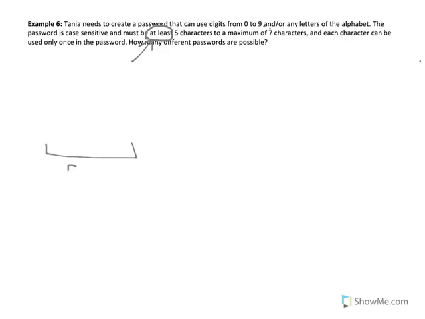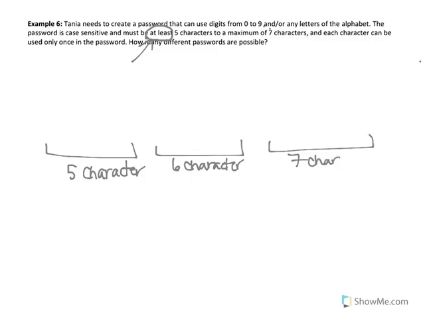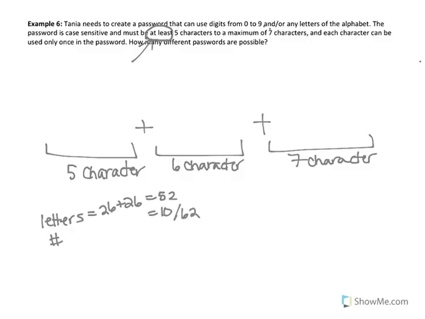So we have one situation where we have a 5-character password. We also have a situation where we have a 6-character password. And the last situation is if there's a 7-character password. Any time you're dealing with more than one situation, you're going to add together your options. Okay, so it's a case-sensitive password. So for the letters, we have 26 lowercase and 26 capitals, so 52 letters. For the numbers, we have 10. So altogether, we have 62 things to pick from.